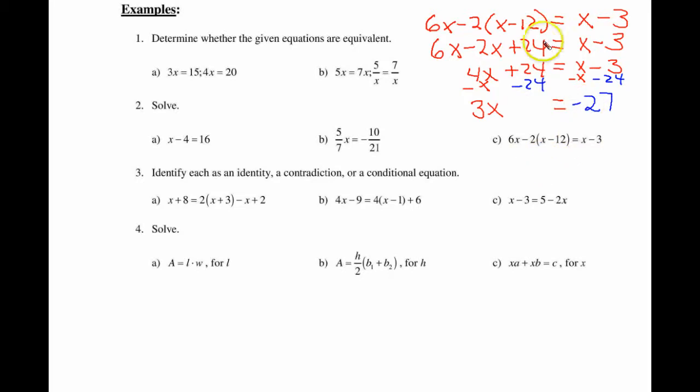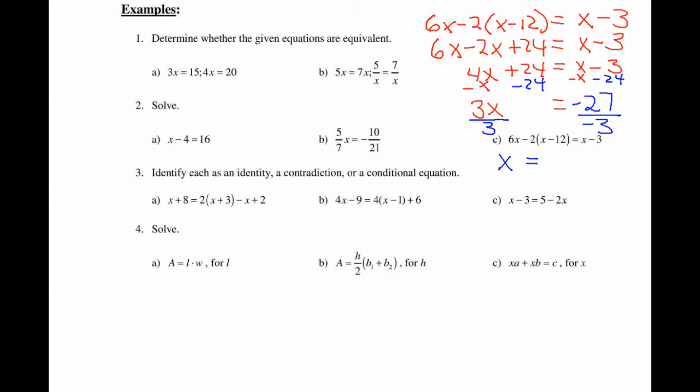Okay, again, I'm getting to my next step. Now I have a number and a letter together equal to some number. Well, to get the x by itself here, we're going to divide to get rid of that 3. Because dividing the 3's out, I'm just left with an x. And here, dividing by 3.